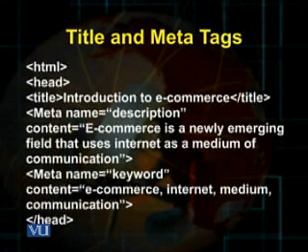Thereafter, I use another form of meta tag. Here, the name attribute has value as keywords, and the content attribute has value certain keywords which have been used in my web page. These keywords may be e-commerce, internet, medium, communication. So you can see that these keywords are separated through commas.